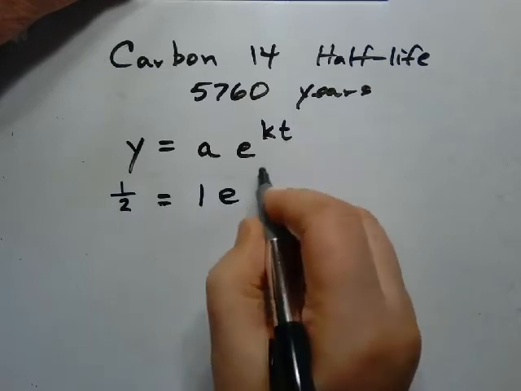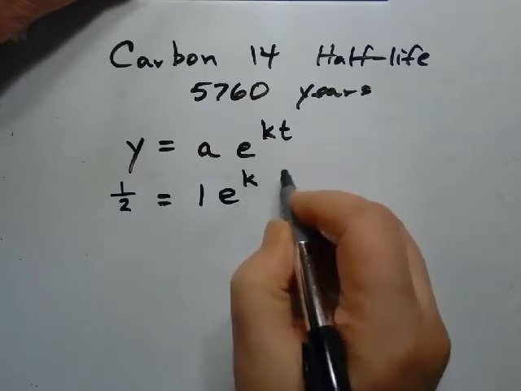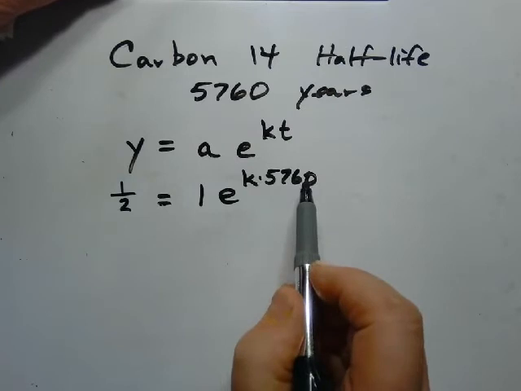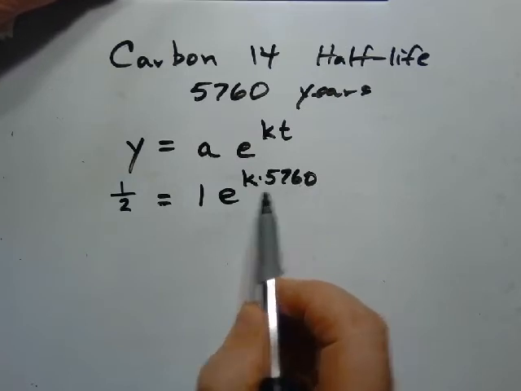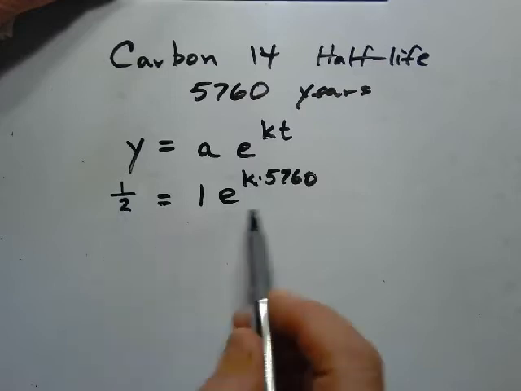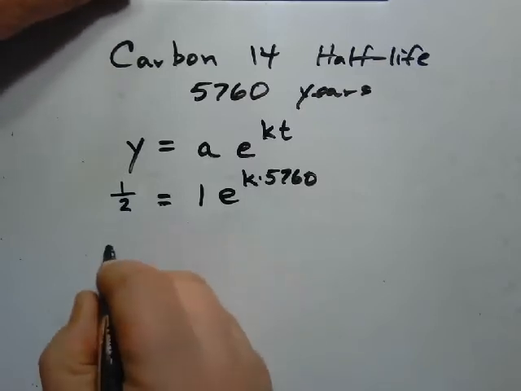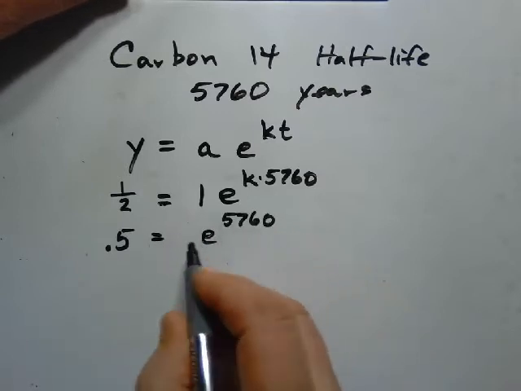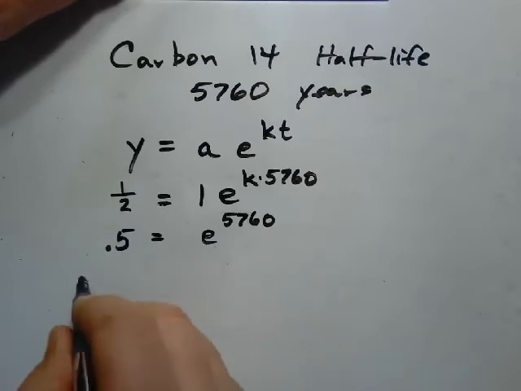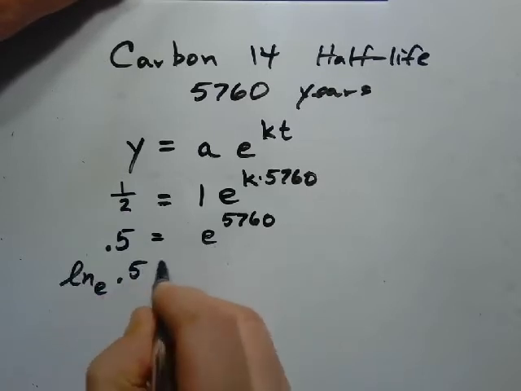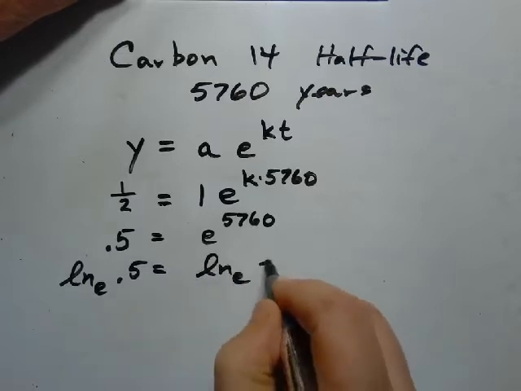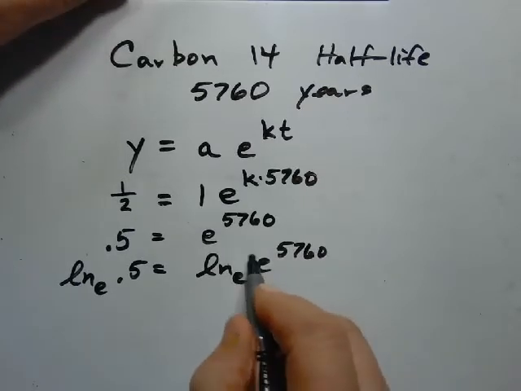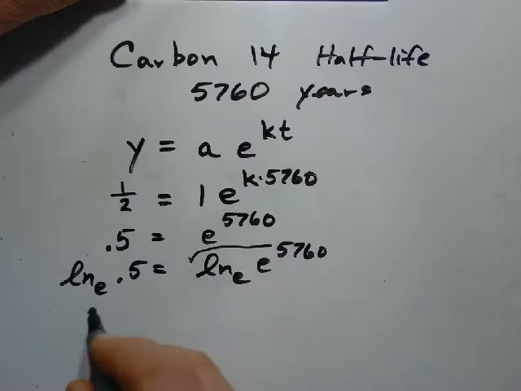So we know that the half-life of carbon is 5,760 years. So in 5,760 years, we'll have half the element left. Let's go ahead and find k. Okay, I'm going to call this 0.5. This is e to the 5760. Let's take the natural log of both sides because we have a base of e here. Natural log base e of 0.5 and the natural log base e of e to the 5760. Of course, natural log base e of e goes out and this drives around to the front and gets multiplied.